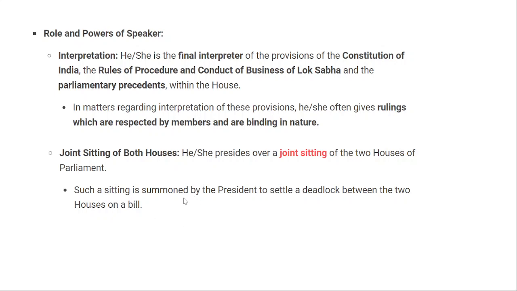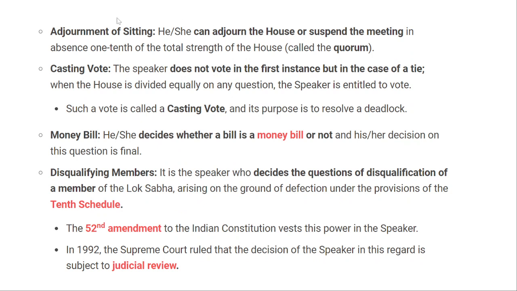So it is the President who summons the joint sitting and the Speaker presides over it. And he can adjourn the sitting, or suspend the meeting if there is no quorum, that is 1/10 of the total strength of the House. And he has a casting vote. That means if there is a deadlock, he can vote last. In case of a tie, he can vote, and obviously that will decide the issue. Usually, whatever the party in power is favoring, the Speaker also votes for that particular issue. Such a vote is called a casting vote, and it resolves the deadlock.